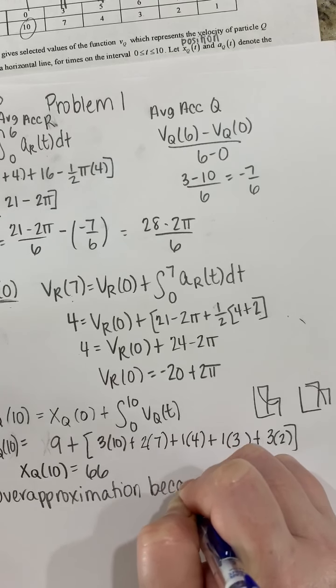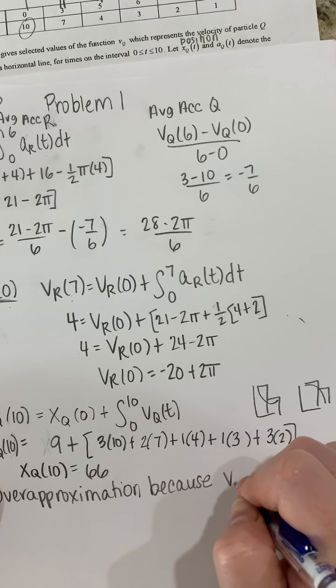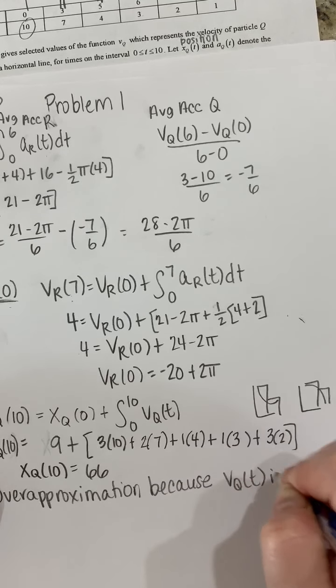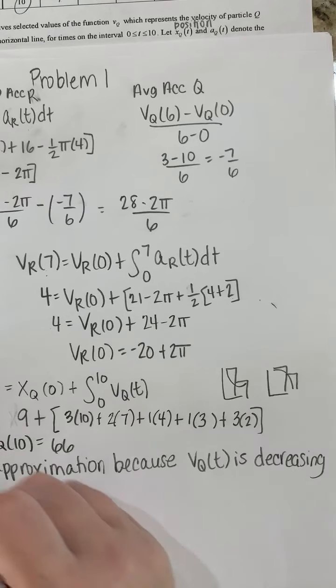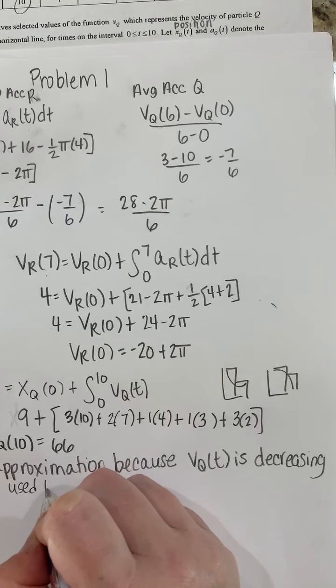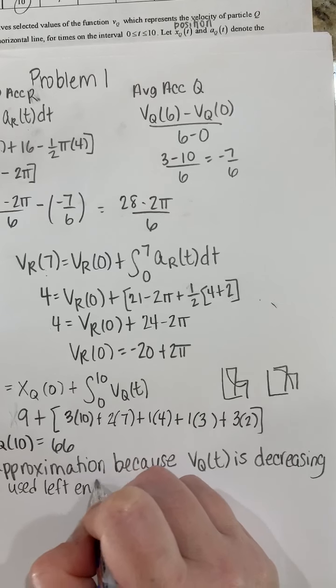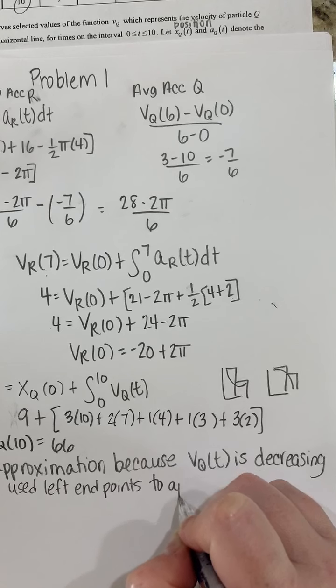Because vQ of t is decreasing, and we used left endpoints to approximate.